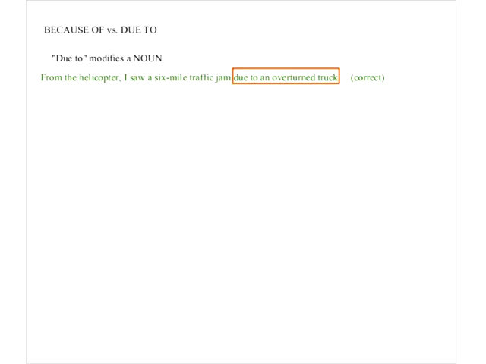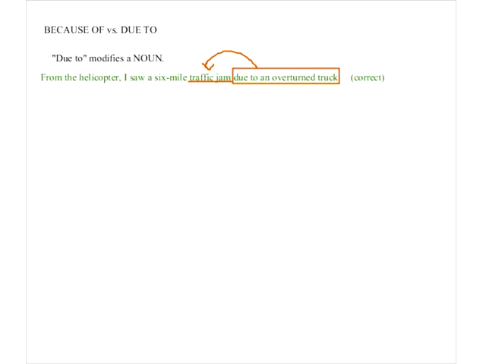Okay, due to modifies a noun. Like if I say, from the helicopter, I saw a 6-mile traffic jam due to an overturned truck. This is a correct sentence, because this time, here's due to, and so that's going to modify the noun that's sitting right here, traffic jam. And it really is the traffic jam that is due to the overturned truck. So that's correct.